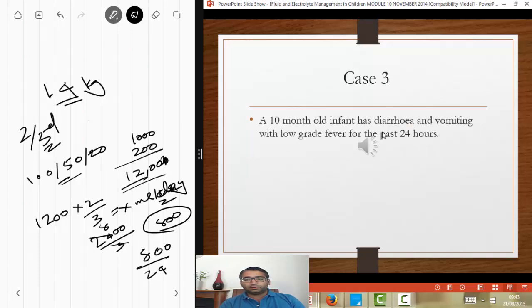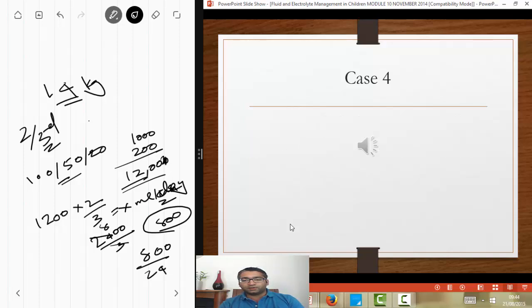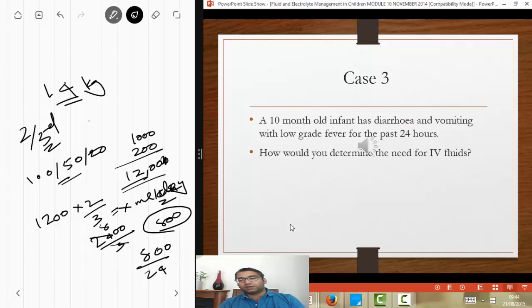Right, okay. A 10-month-old infant has DNV, has got a bit of fever. So how would you decide the child needs IV fluid or not? That's quite easy because DNV is quite a common thing. You don't want to be sticking needles in and giving IV fluids to all of them. So you want to try fluid challenge.